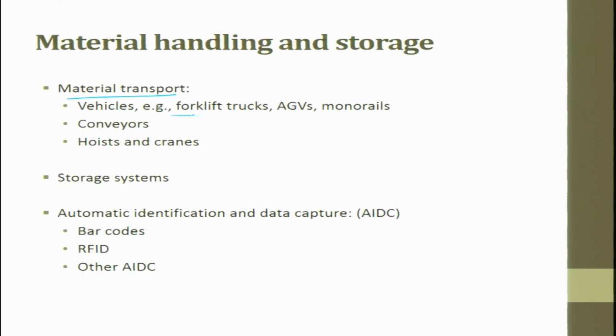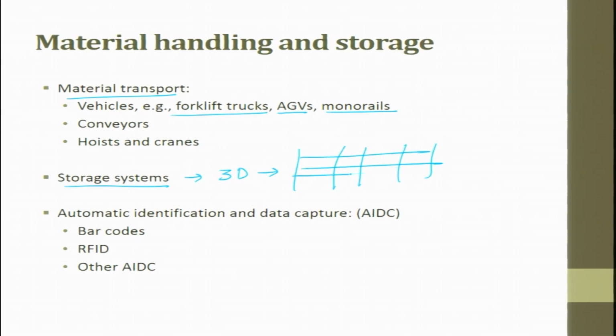So, vehicles such as forklifts, AGVs and monorails are used. Conveyors, hoists and cranes are used for material transport within the factory. Storage and retrieval system is also there. So, here we talk about 3-dimensional space. It is basically an array, and you start dumping parts wherever you want. Okay. So, storage and retrieval system is also there.